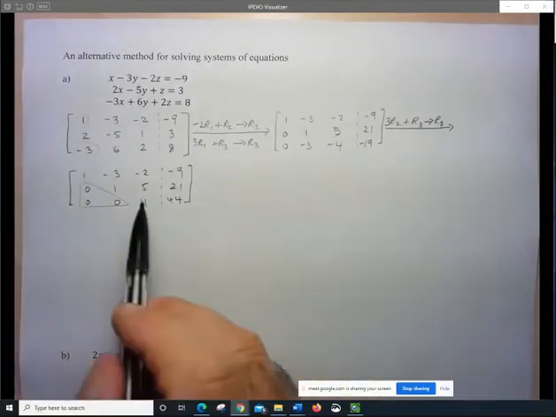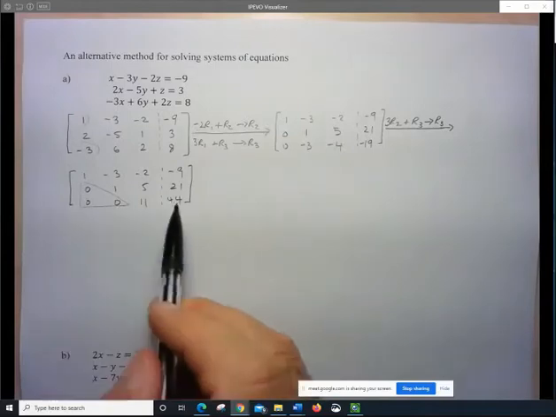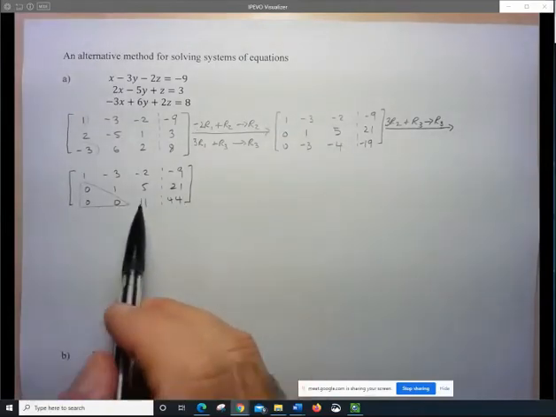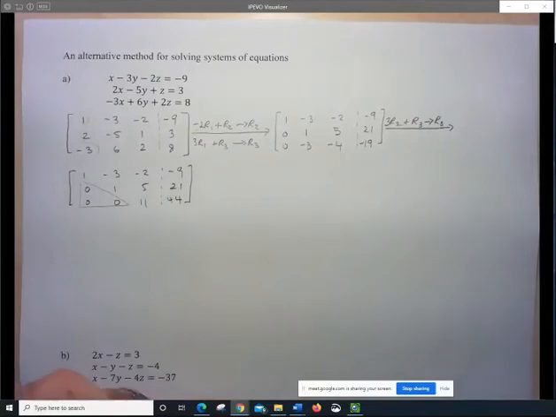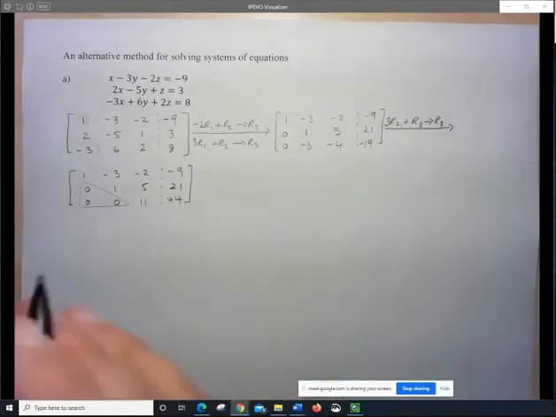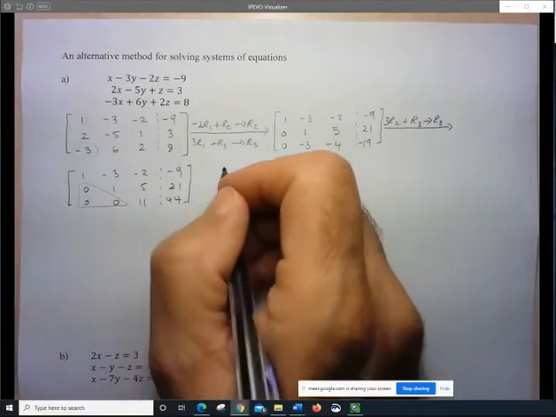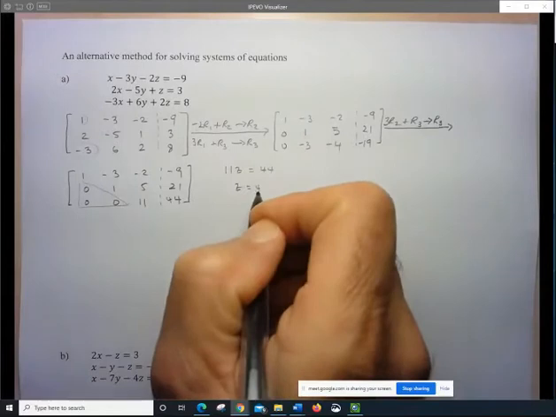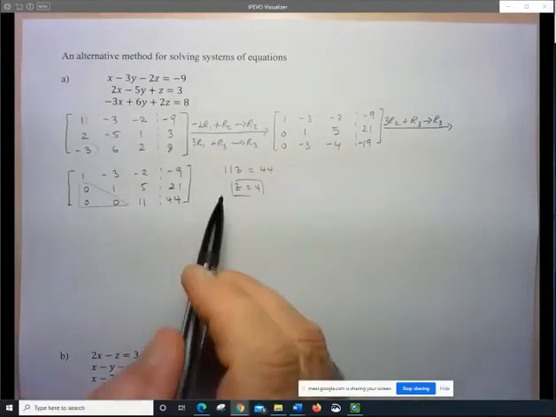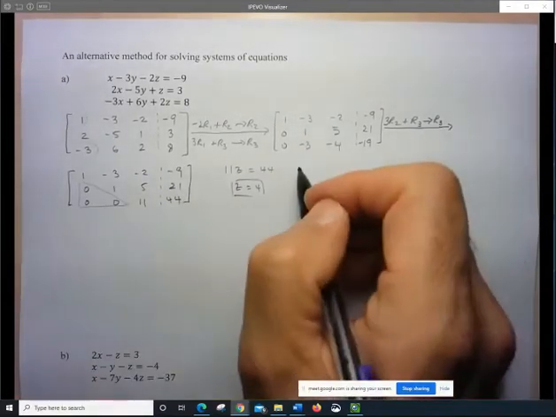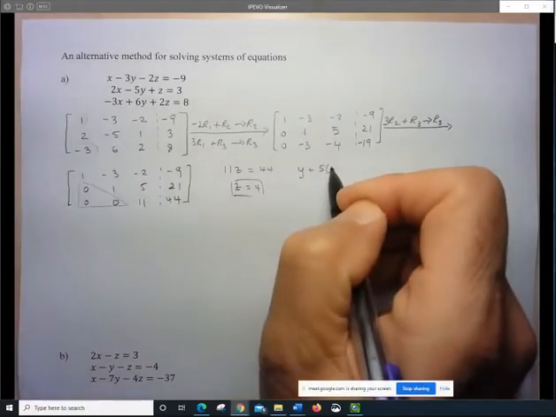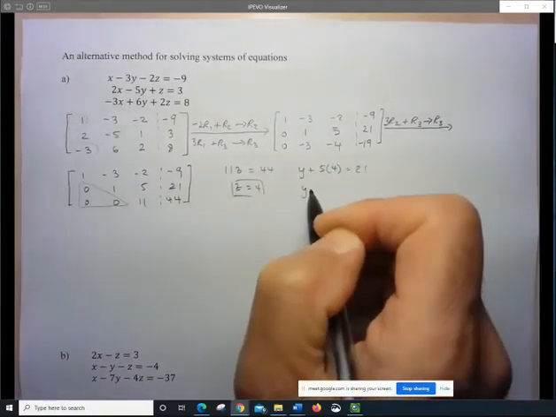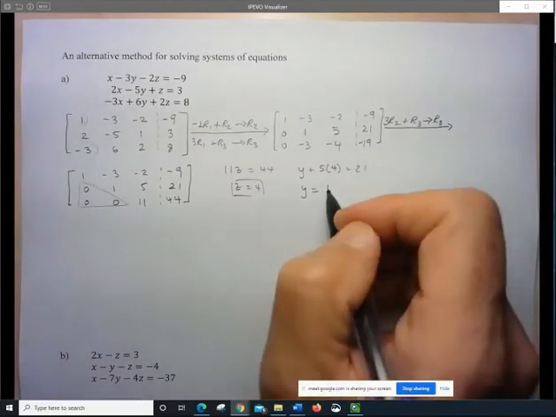Okay, because now what does this last equation tell me? If I think of this as an equation, what's it telling me here? That z equals 4. There you go. I'll even take one step back before then. I'm going to say that it tells me that 11z is equal to 44, which then of course means z is equal to 4. Okay? Then I can take this and go back to the previous equation. y plus 5 times z is equal to 21. So y is equal to 21 minus 20, which is 1.